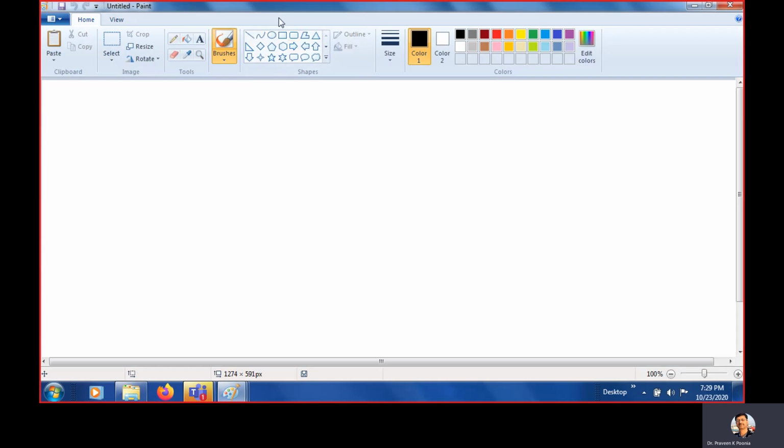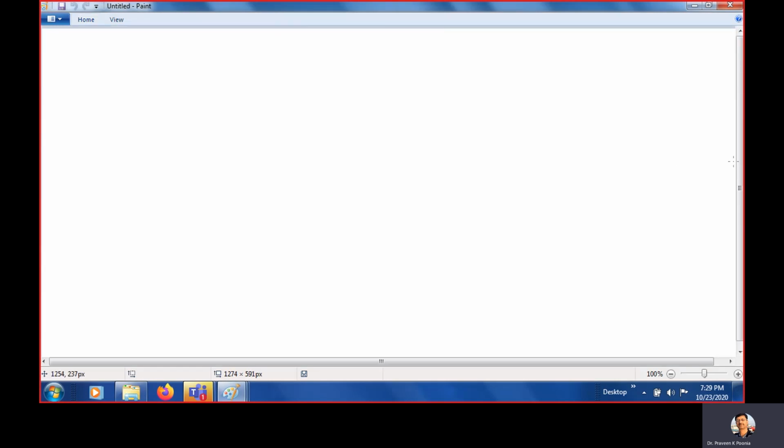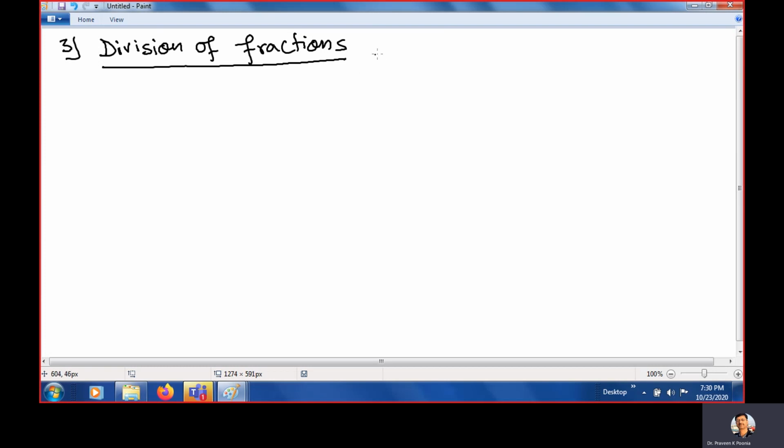Now the next topic, that is the third one, is division of fractions. In division of fractions, what are we going to do? We will use the reciprocal of the fraction. So if a upon b is a fraction and we need to divide this fraction by c upon d, another fraction, how are we going to do it?